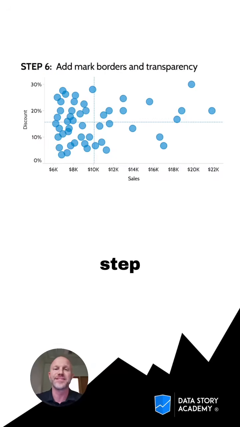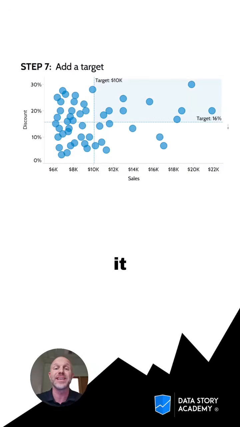And then step number 7, if you have it, adding a target and even calling out the quadrant or the area that you want the audience to focus on. Maybe this is the good performing quadrant or the negative performing quadrant.